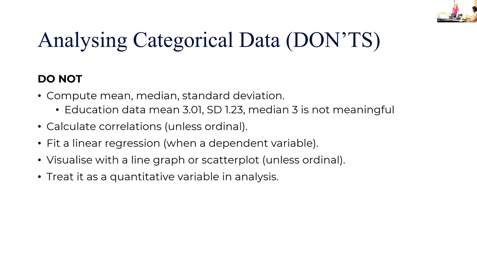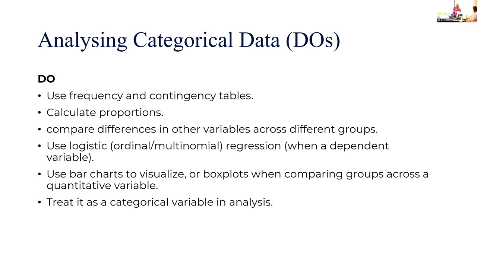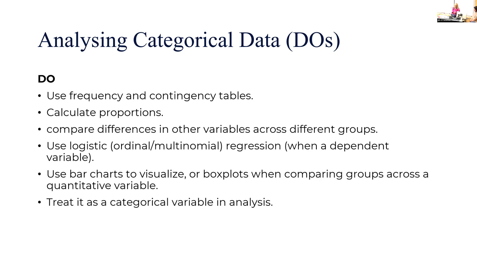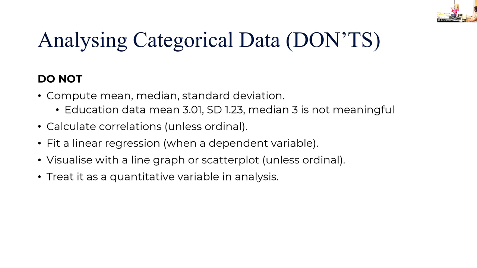So what you don't do with categorical variables is treat them like a quantitative variable. So here, for example, with this education data, we have coded that education data with labels from 1 to 5. But those labels, the numbers themselves, are meaningless. We would not be calculating a mean and a standard deviation of those numbers because it's a categorical variable. But it is a common mistake that people do that.